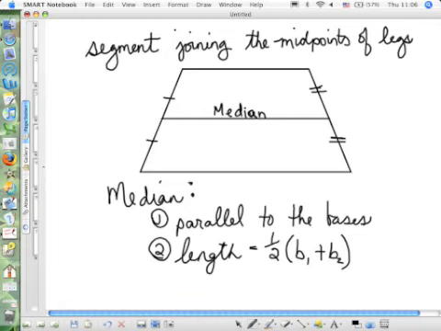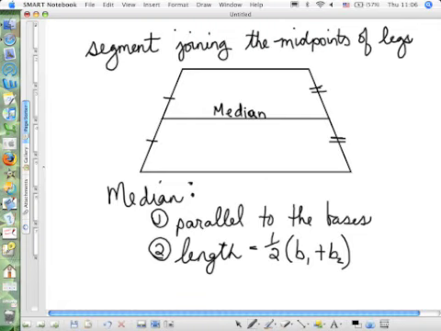Wait, but then it wouldn't be parallel to the bases here. It doesn't have to be parallel to this. It will still be parallel to the bases. Wait, but... We're gonna play with one. Okay? We're gonna play with one. Hold on.